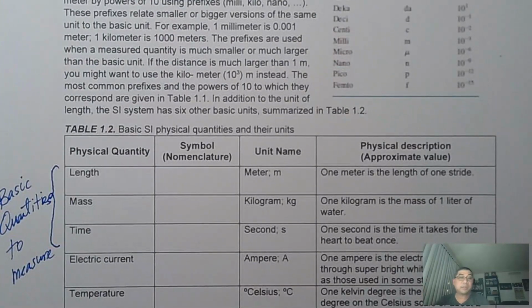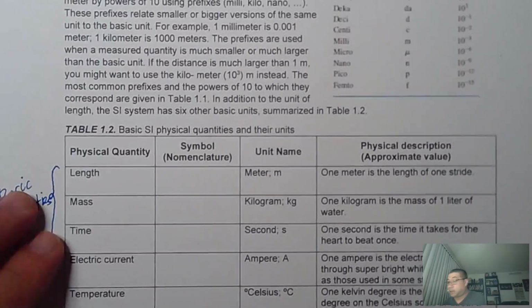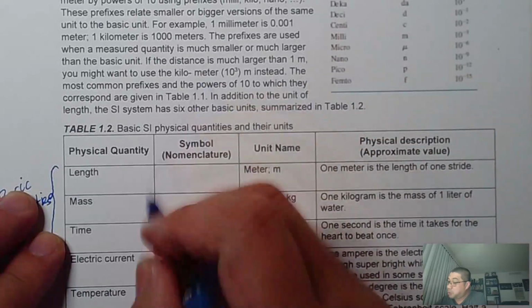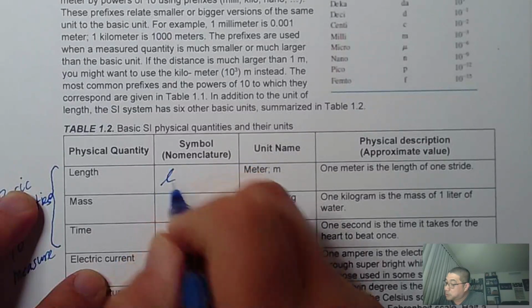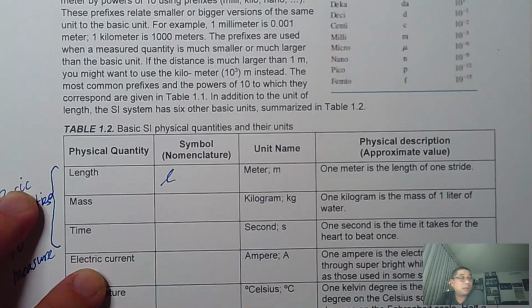So the first one is length. What is the symbol of length? Length stands for something that we measure in terms of length. So L is basically our measure. Make sure that it is lowercase l.